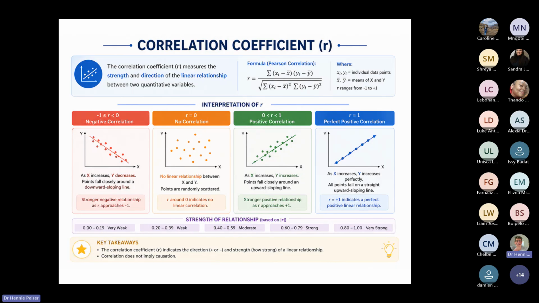Yeah, no correlation indicates no relationship. That's when you have a mess of a scatter diagram. Guys, in terms of X increasing, Y increases. Give me an example of that.